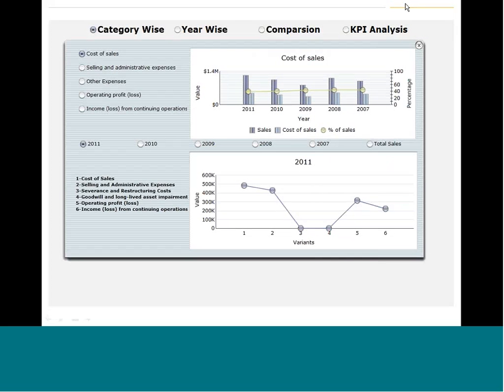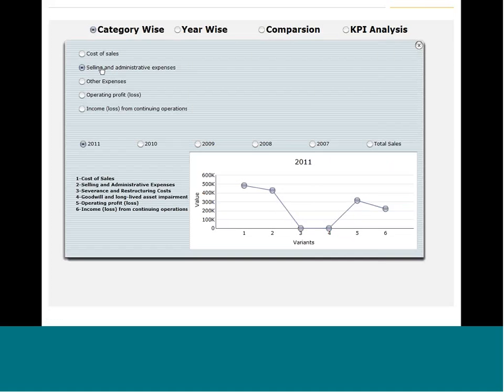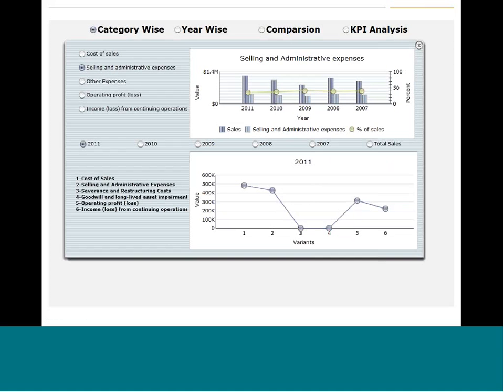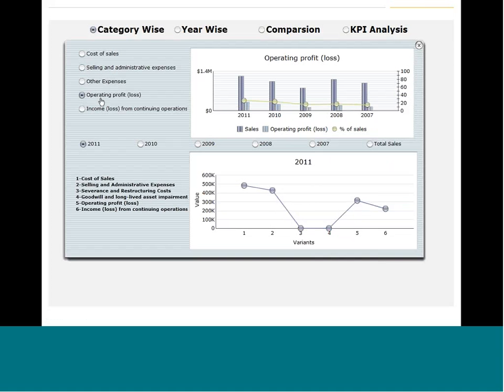This next dashboard that we are looking at right now is an operational and financial planning. So you have category-wise information for cost of sales, for selling and administrative expenses, for operating profit, and you have the ability of either looking at it on a yearly basis or by comparison or by KPI analysis as well.